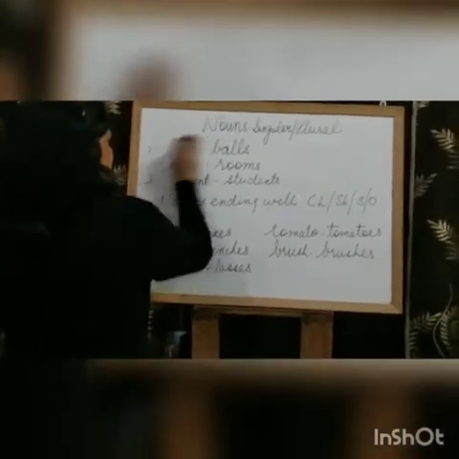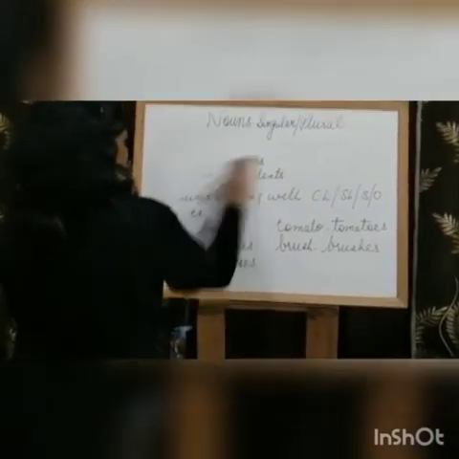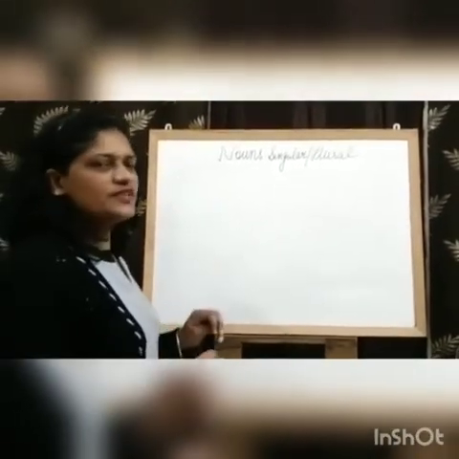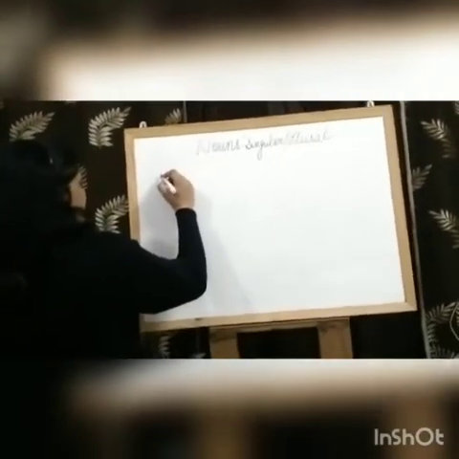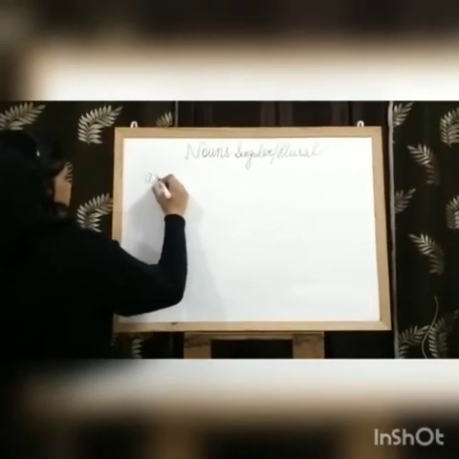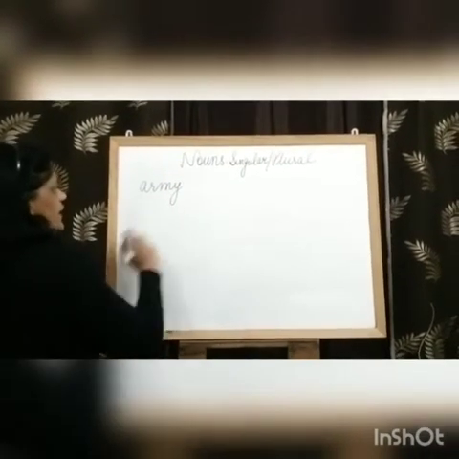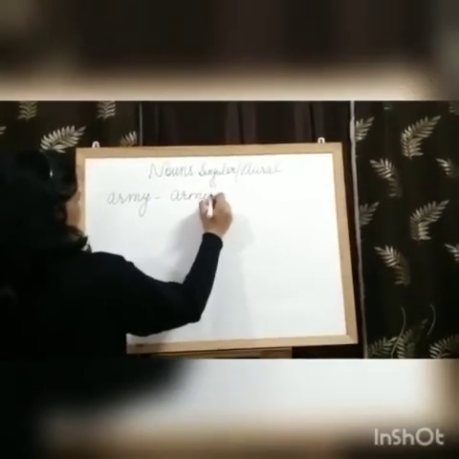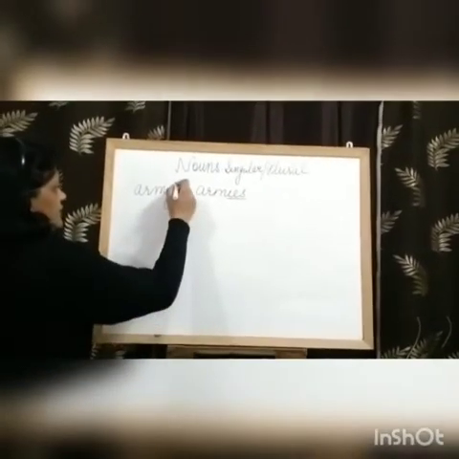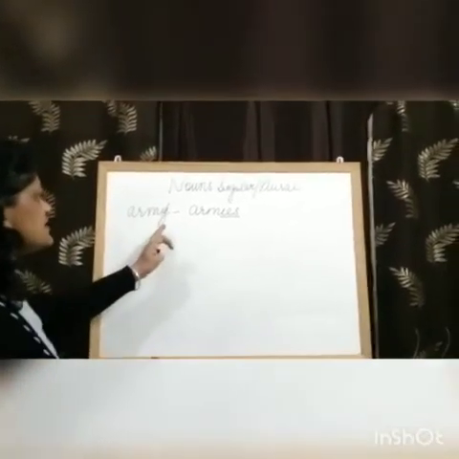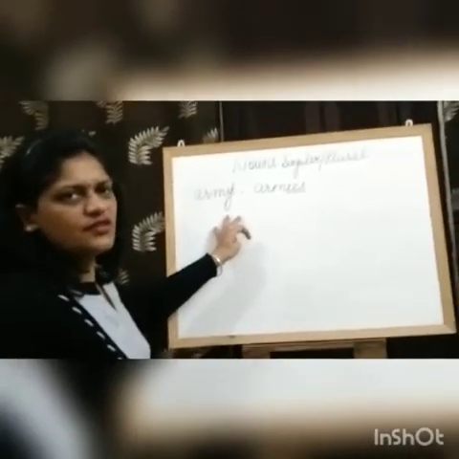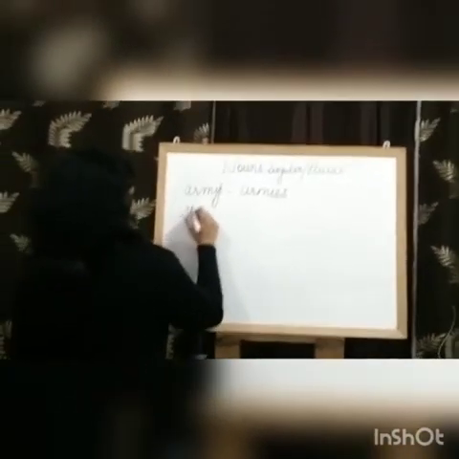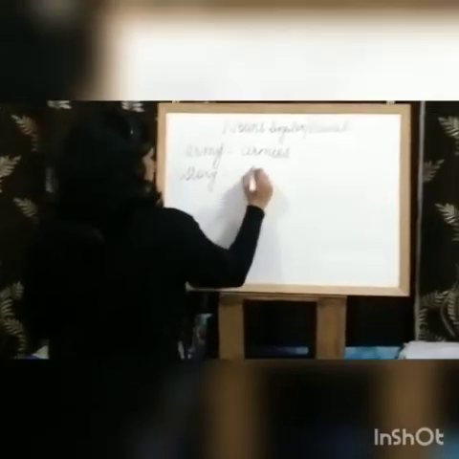Now the next is words with the last letter Y. Like army. Here the last letter is Y. We will change it into armies. IES is added and we will cut Y here. Where there is a Y at the end of the noun, we will use IES. Story, stories.